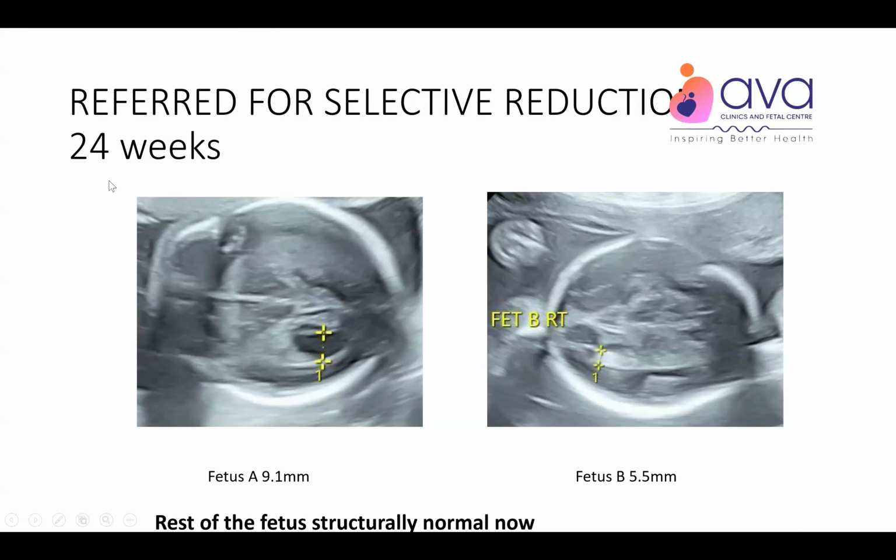Scan done at 24 weeks, fetus A had the only abnormal finding of a mild ventriculomegaly, which actually was not even ventriculomegaly, it was 9.1 mm. And the rest of the scan was normal. Fetus B was normal.